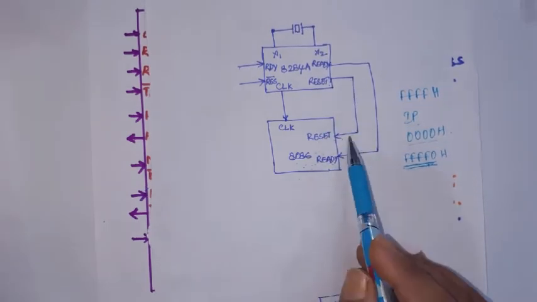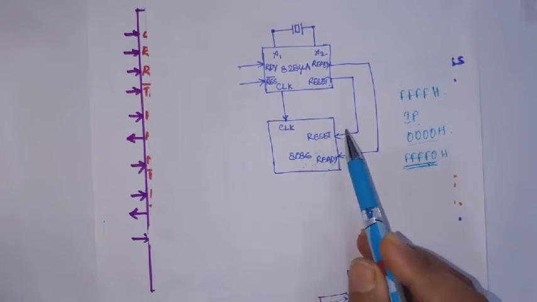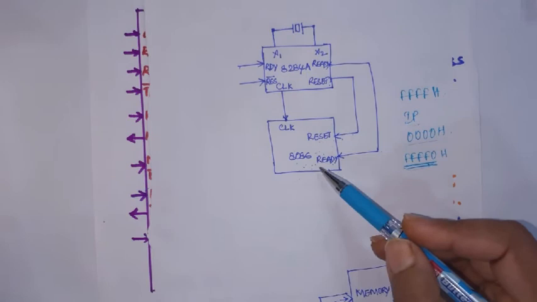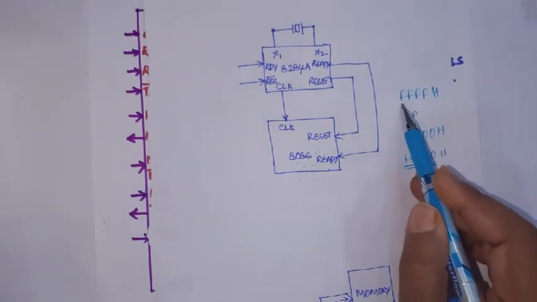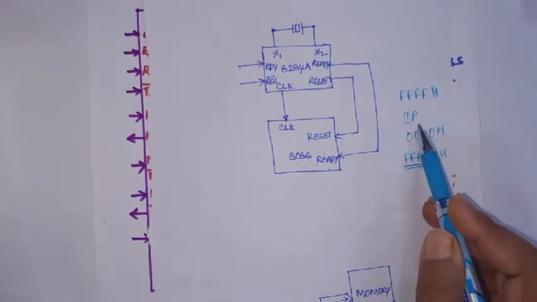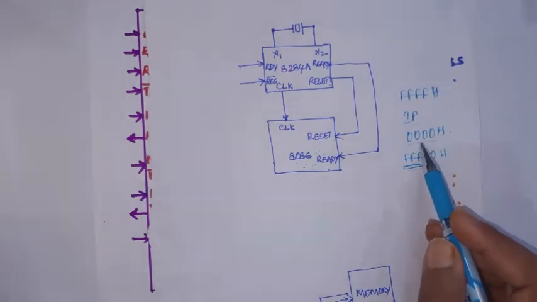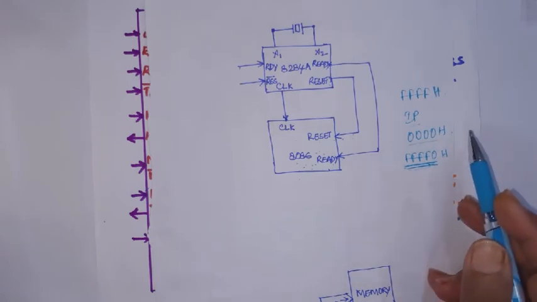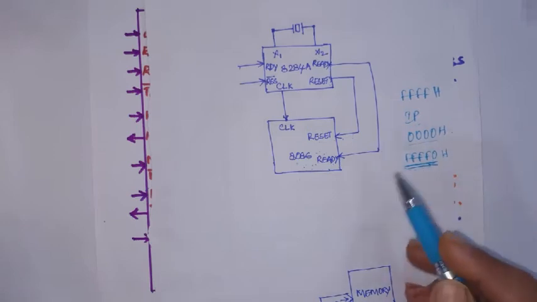Okay, this is high for 4 clock pulses, then 8086 is reset. This processor is reset. So what happens on reset is all the registers internal to the processor are loaded with FFFFH. Okay, and instruction pointer register is loaded with 4 zeros in hexadecimal. So what will be the next instruction that the processor executes? That is from this particular physical address FFFF0H. This is the 20-bit physical address from where the processor starts execution.